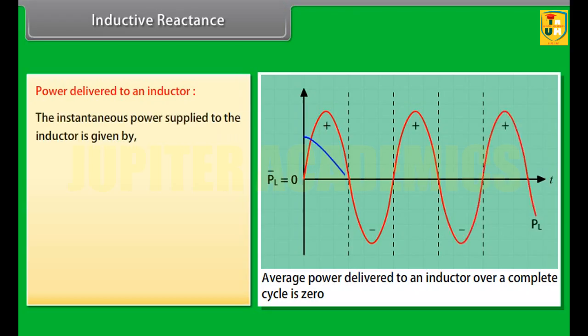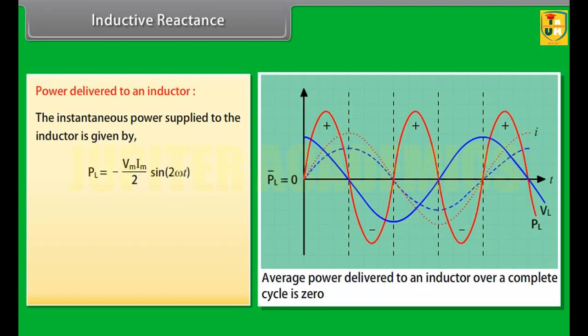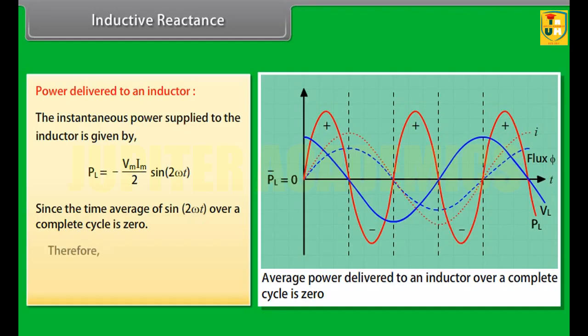The instantaneous power supplied to the inductor is given by negative Vm Im by 2 multiplied by sin 2 omega t. Since the time average of sin 2 omega t over a complete cycle is 0, therefore, inductor power is equal to 0. Phasor diagram of an inductive circuit.